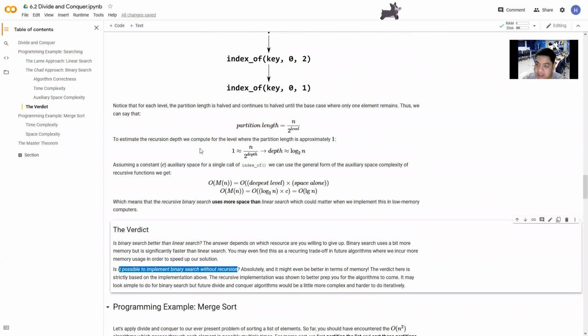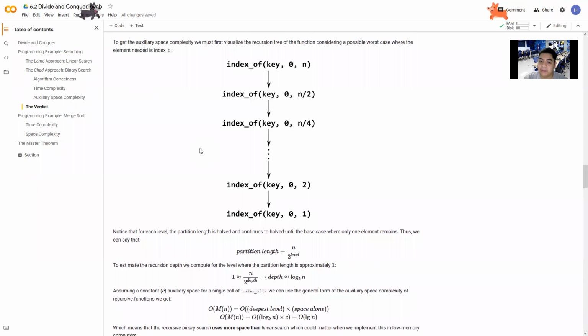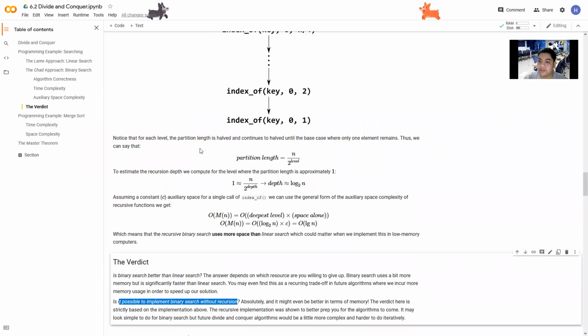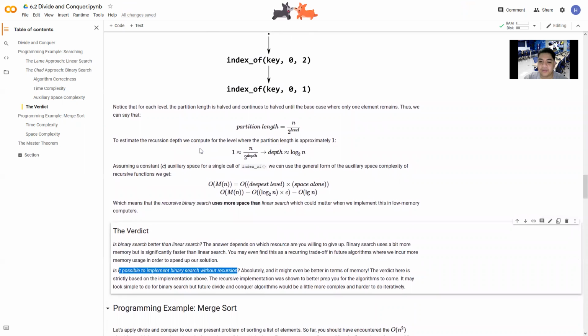But if you can implement for yourself an iterative way, just using loops, of binary search, then you could probably get a better trade-off, or actually no trade-off at all, at a better running time. Of course, the challenge there is actually implementing it. Recursion is one of the more straightforward ways to implement divide and conquer algorithms. So it's up to you if you're up to the challenge.